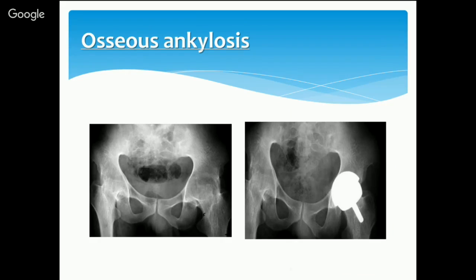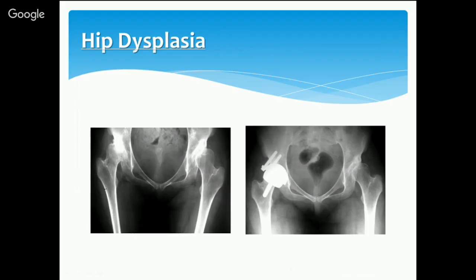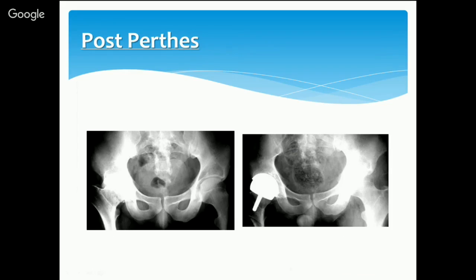These are some of the cases. This is osseous ankylosis. There is ankylosis of the hip joint, replaced with a Birmingham hip. These patients have tuberculosis of the hip; we just replace with the Birmingham. In case of dysplasia of the hip, we just put the design. In post-Perthes disease, we are using this.